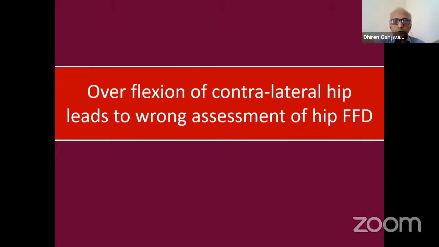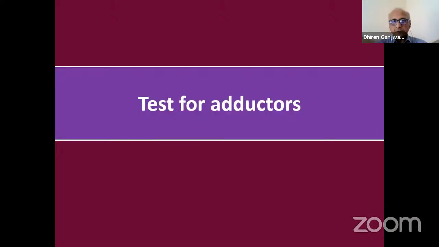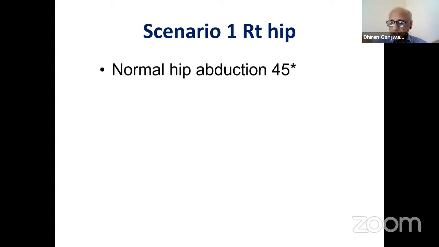Yes, thank you. So we move on to the test for the abductors. Again, Devendra described it really well. So now let's take one practical scenario. Scenario one, I'm giving you the information about the right hip. Let's assume that the normal hip abduction is 45 degrees.